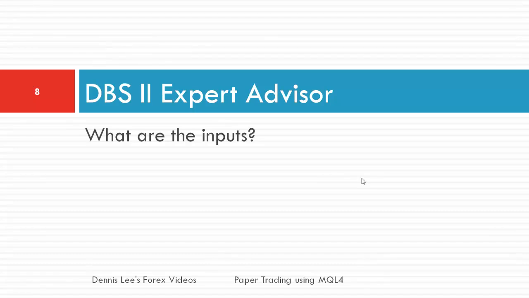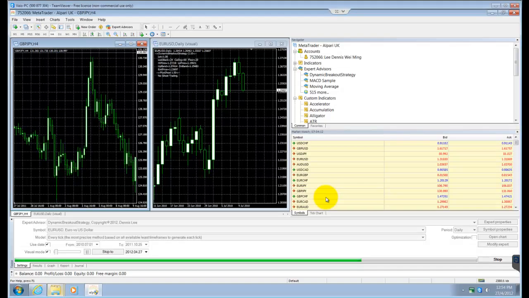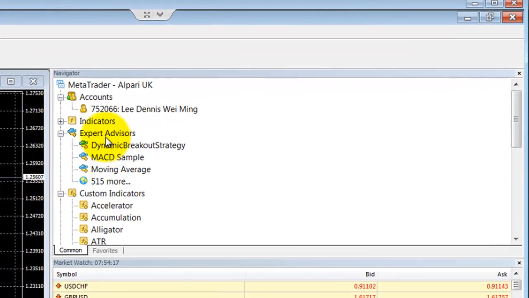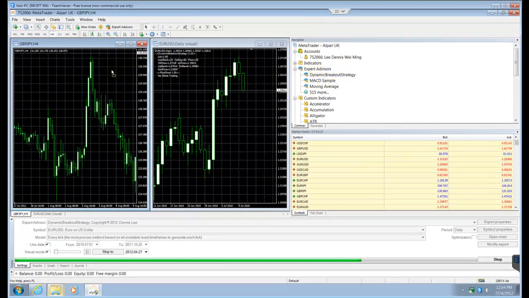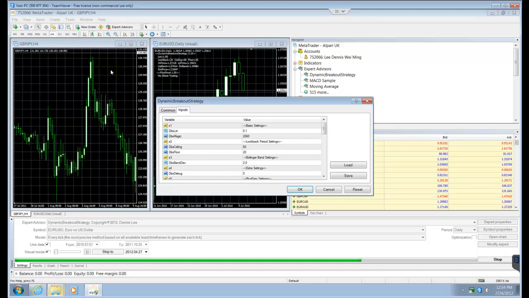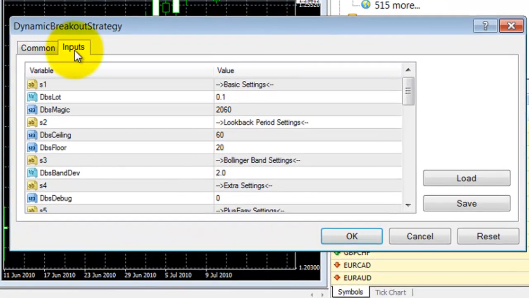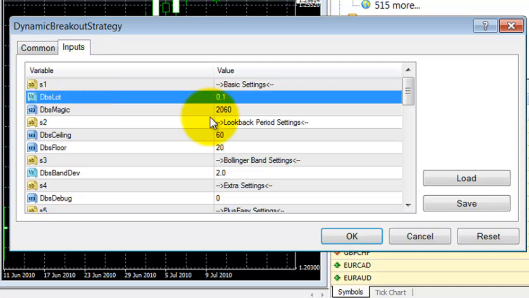Here we will be looking at the expert advisor. In MetaTrader, we click on the expert advisors and we then attach the Dynamic Breakout Strategy EA onto a chart as follows. This will pop up a dialog box with the parameters. The first parameter is lot, which determines the number of lots per trade, and we will change that to 1.